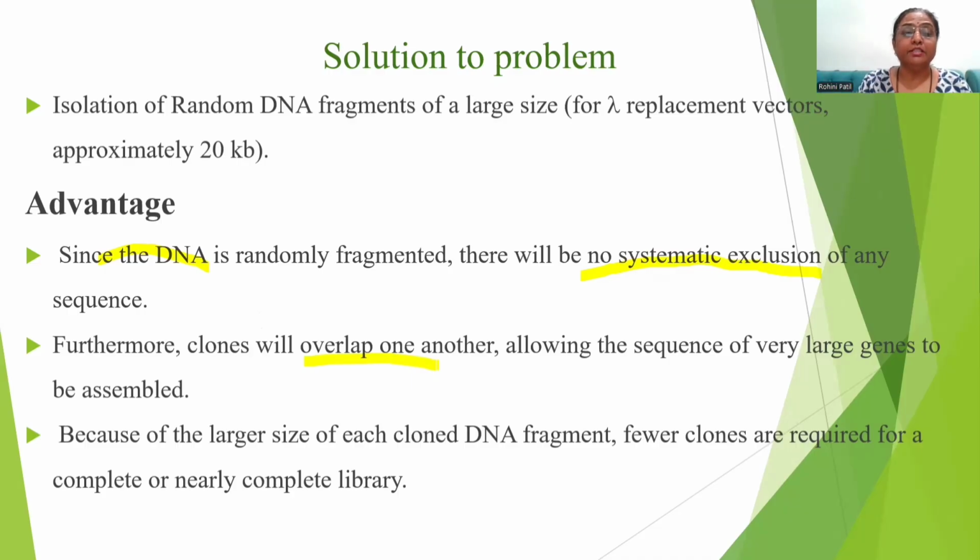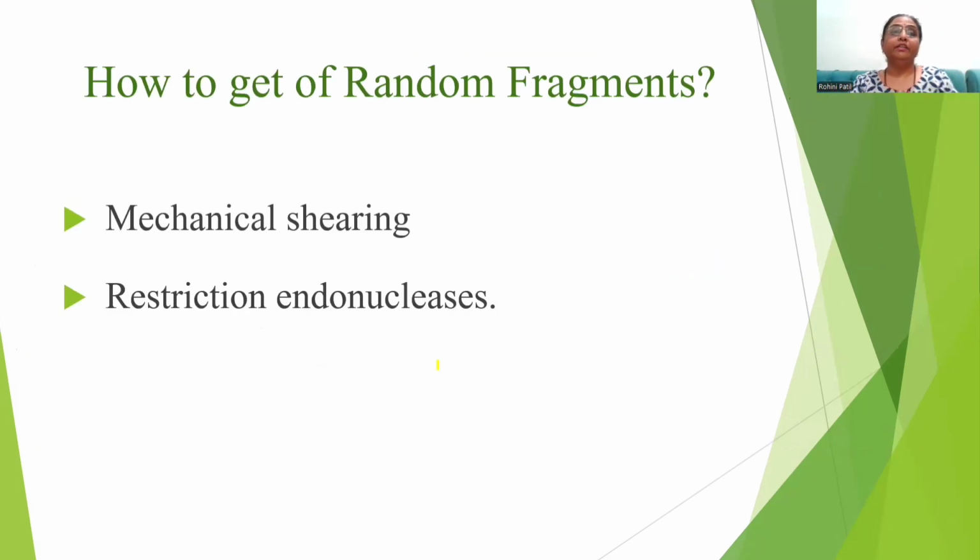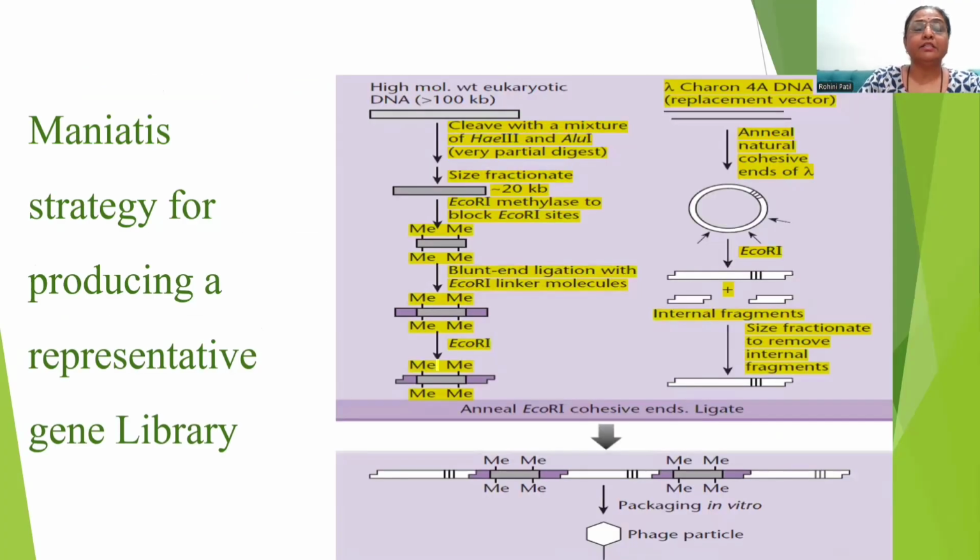Next, the size of the DNA fragment is a larger one, so that fewer clones are required to complete the library. Now, how do we get the random fragments? There are two ways: use mechanical shearing, or use enzymes, and that enzyme is a restriction endonuclease too.